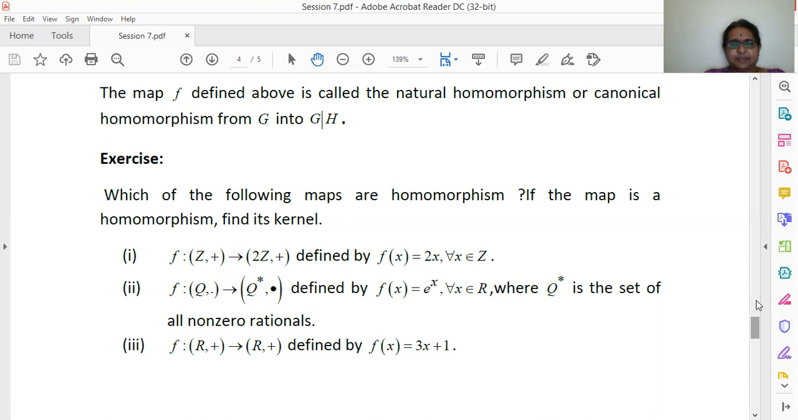The left hand side will be f of x plus y, which is equal to 3x plus 3y plus 1. Right hand side, f of x plus f of y, will be 3x plus 3y plus 2. So LHS is not equal to RHS. Hence, the defined mapping f from R plus to R plus is not a homomorphism. Hence, there is no need to find the kernel of the homomorphism.